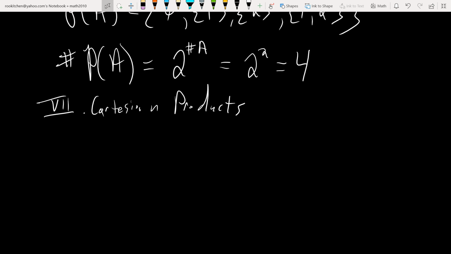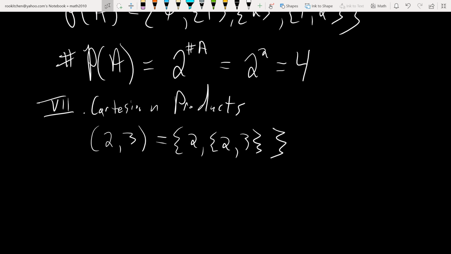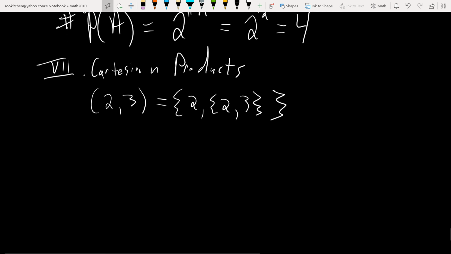Okay, there's weirdness about ordered pairs. Ordered pairs are really sets, but they have to be defined kind of weirdly with a set. So if you want to define an ordered pair with a set, you'd probably have to do something like this. And there's more than one way to define an ordered pair, but this is kind of the standard way right here. Okay, using sets to define it.